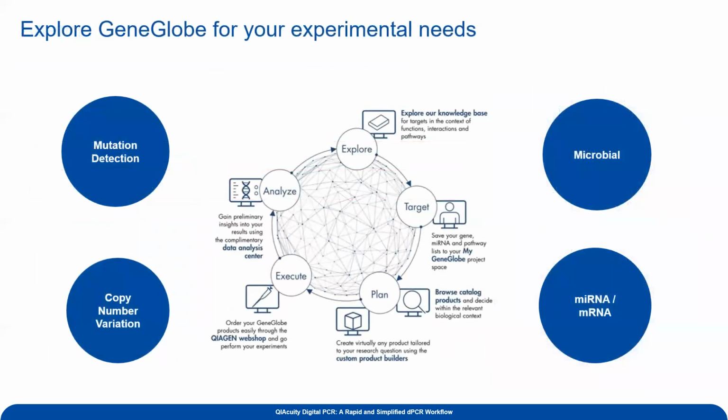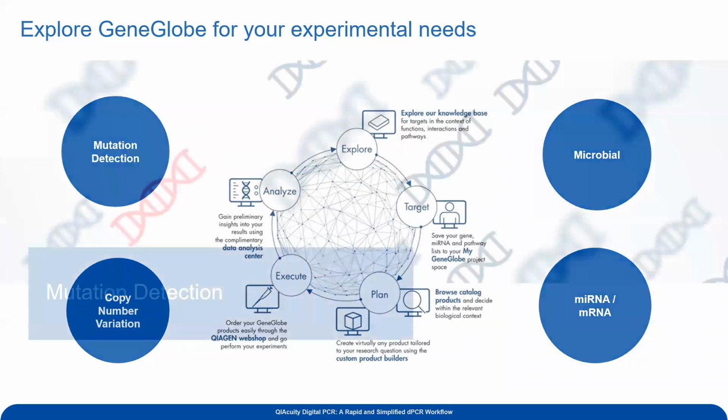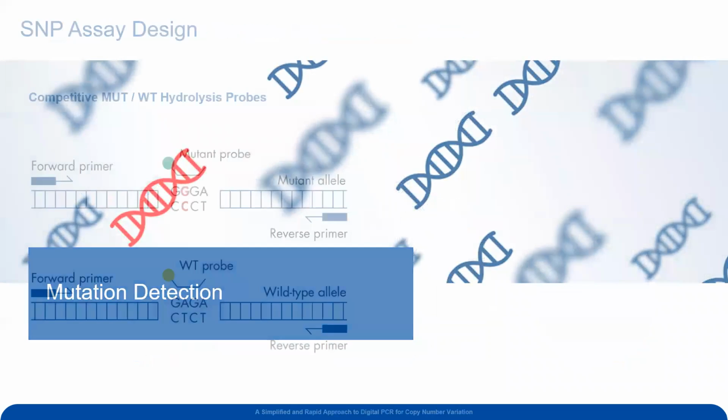So for our example applications data, if you need any assays, you can either design them yourself, use your existing assays that you have for your targets, or you can buy them from QIAGEN. So we have our GeneGlobe website, which is actually a great tool that helps you explore, plan, analyze, and design your experiments. But we have basically assays for mutation detection. So if you're looking for SNPs relative to wild type, for copy number variation, for microbial assays, and then also for microRNA and mRNA expression types of experiments. So it's a great resource for your experimental needs. But first, we'll talk about mutation detection.